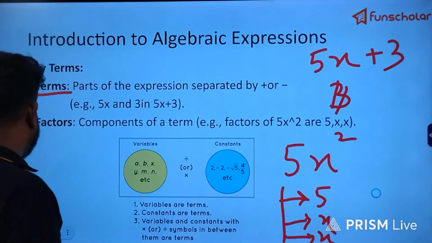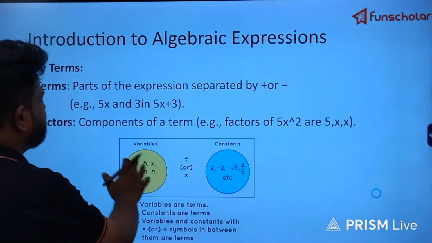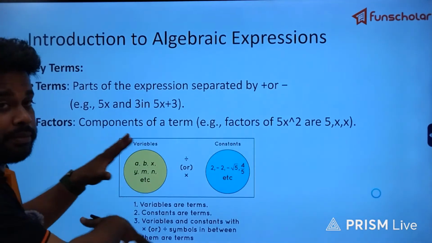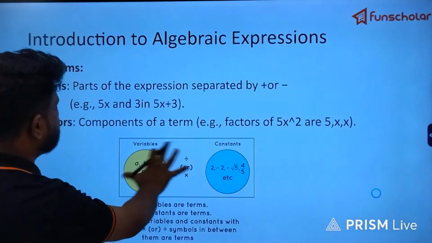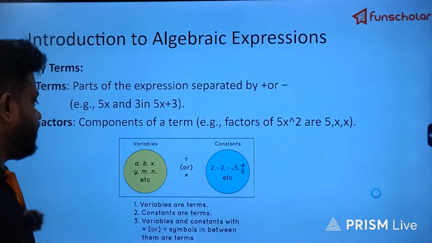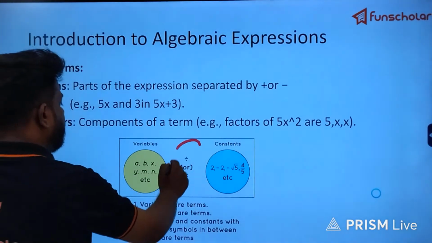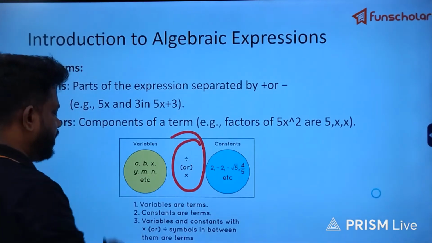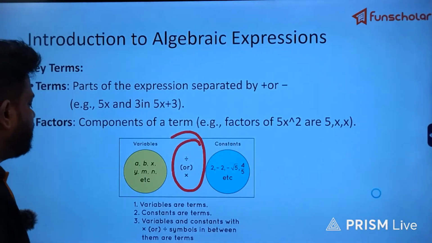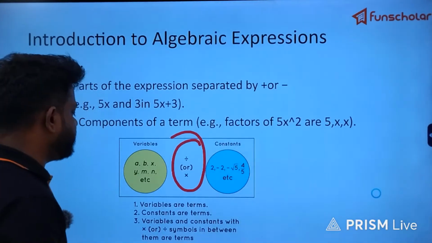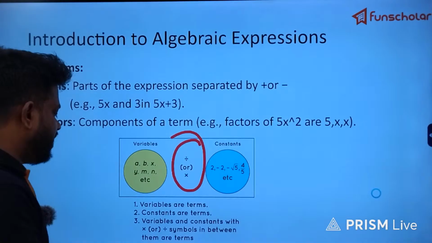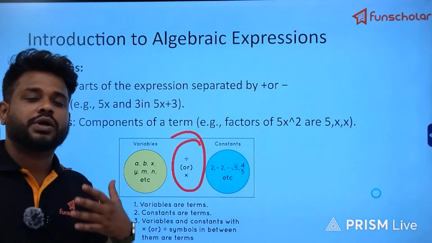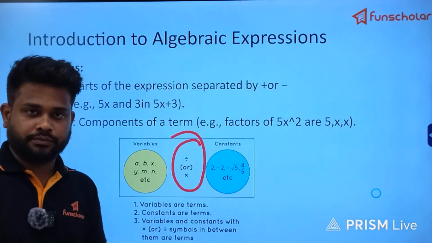Here they have showcased some variables and constants which have been separated in two sets, variables and constants, with the use of these two signs, division and multiplication. So variables are terms, constants are terms, and variables and constants with multiplication or division symbols in between them will also be considered to be terms.